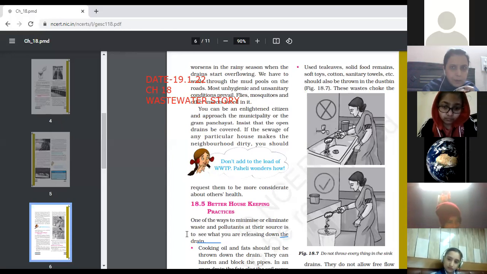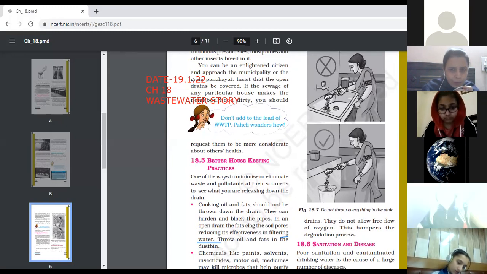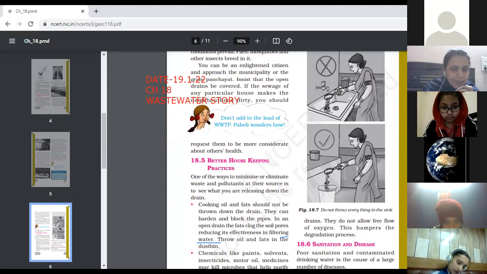Ma'am, yes? Read this point. Used tea leaves. Okay, ma'am. Used tea leaves, solid food remains, soft toys, cotton, sanitary towels, etc. should also be thrown in the dustbin. These wastes choke the drain. They do not allow free flow of oxygen. This hampers the degrading process. Okay, so children, these 3 points are there.